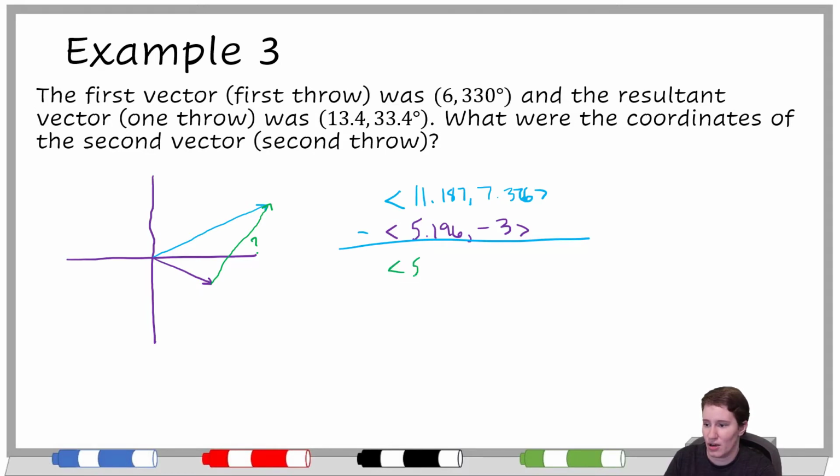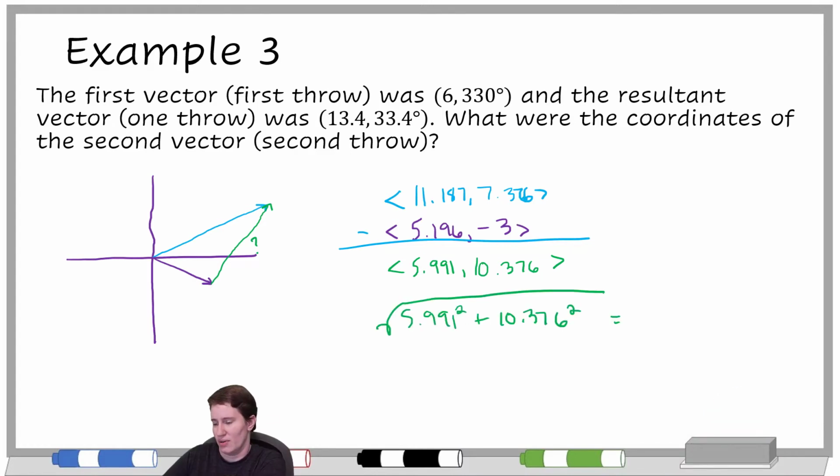That gives me 5.991, and then I'm going to do the 7.376 minus a negative, so I'm going to do, wait. Yes, okay, plus 3. 10.376. And then we're going to change this to polar coordinates. I don't know that it says to, but we should. We might as well.